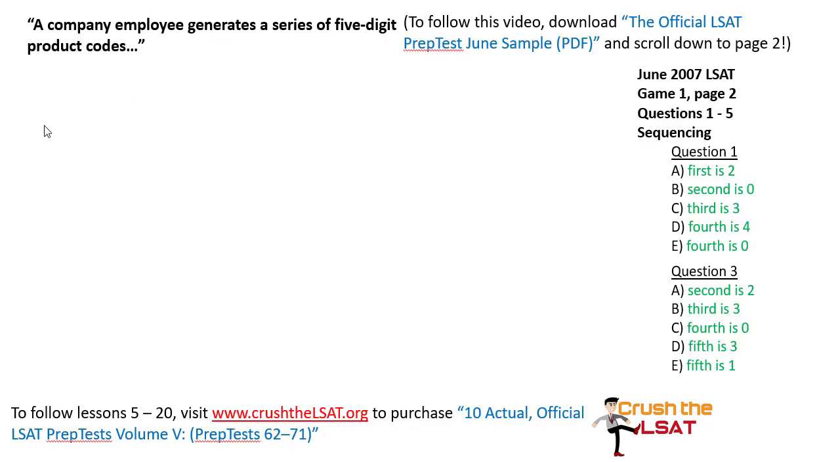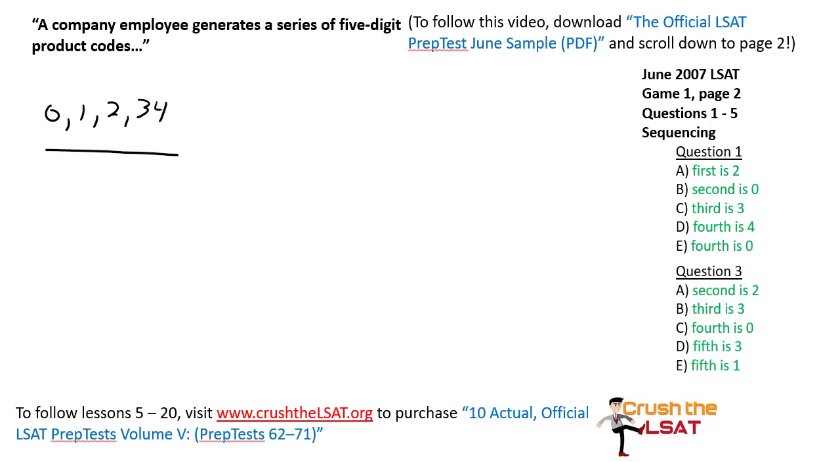All right, so with all that in mind, let's jump into our first logic game. So what do we have here? We have an employee who generates these 5-digit product codes. And the digits, they aren't 1 through 5, they're actually 0, 1, 2, 3, and 4. So 0, 1, 2, 3, 4. And then we're given some rules here. So in a code, each digit appears once. No digit is repeated.